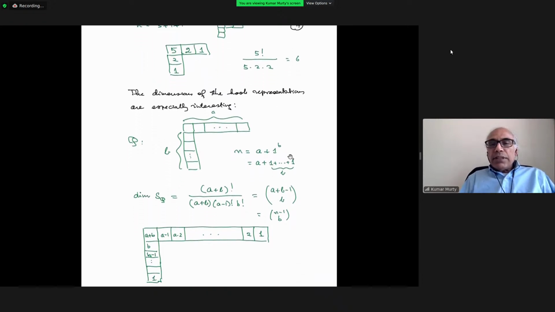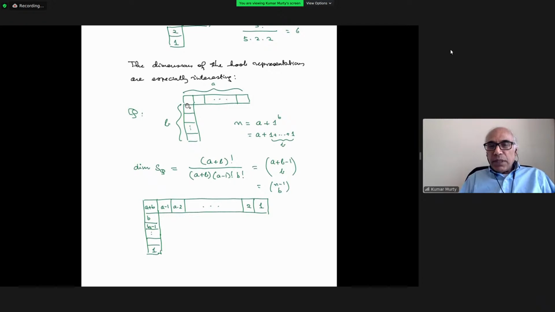Okay. So in general, if I have a hook representation, remember a hook representation means I own a partition rather, which means I have only one non-1 element in the partition, and all the other ones are 1. So the Young diagram looks like this. Let's say there are A across and B plus 1 at the top. So A plus B is equal to n.